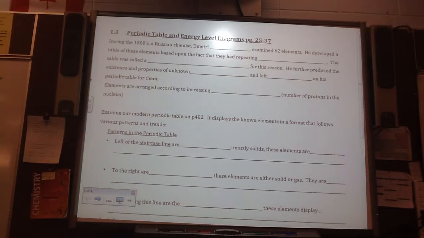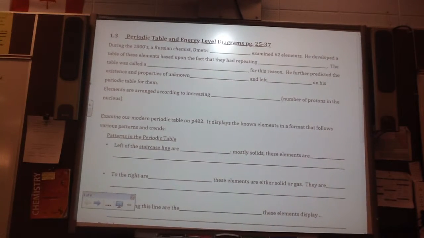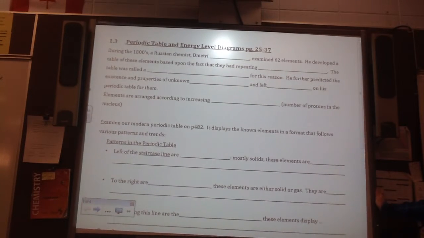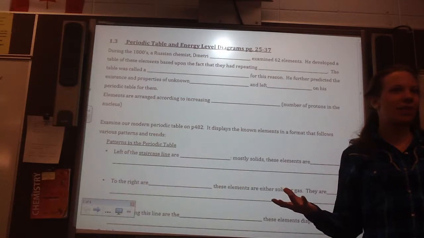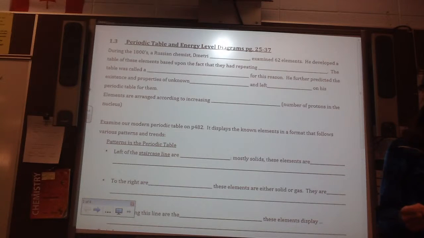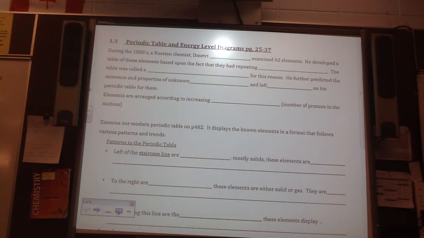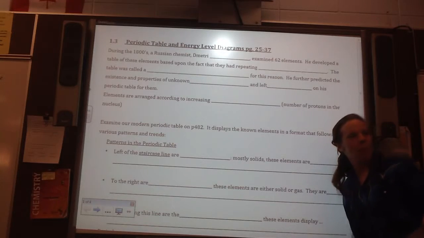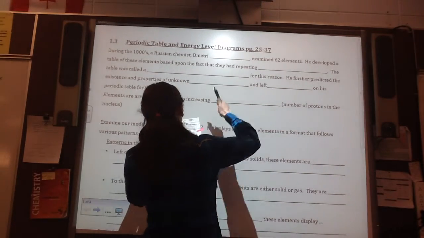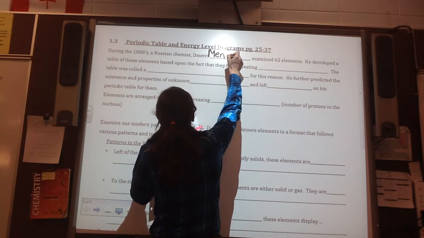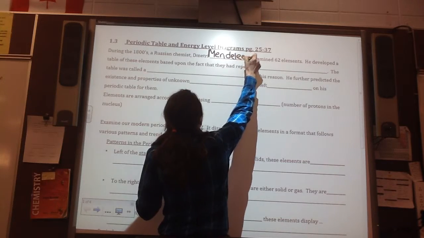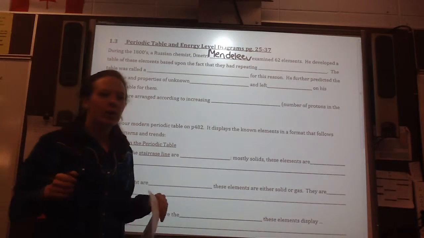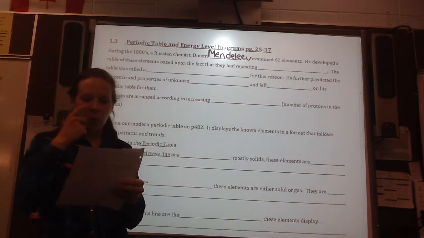Okay, so during the 1800s, a Russian chemist, Dmitry... Who made the periodic table? Do you guys know? Dmitry what? What's his last name? No guesses? It's gotta be something. Mendeleev. M-E-N-D-E-L-E-E-V. Mendeleev. So he's the old dead guy that kind of devised the whole periodic table.